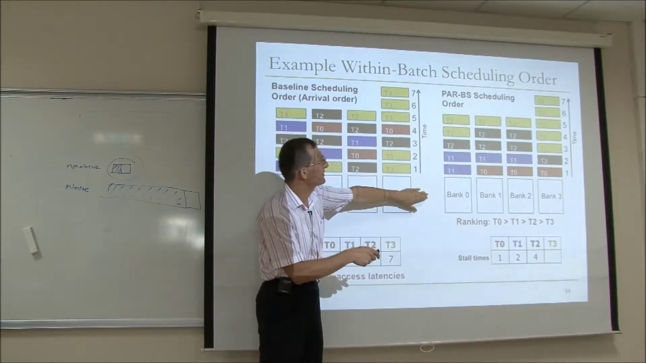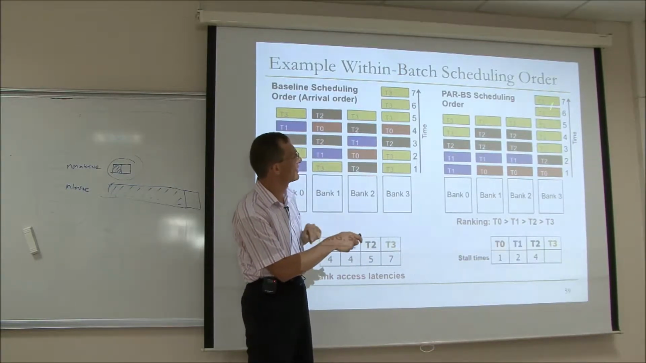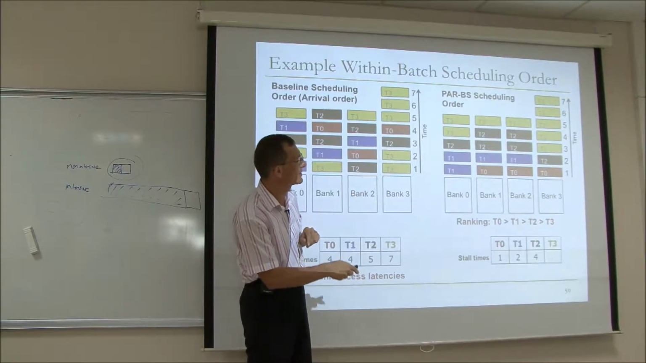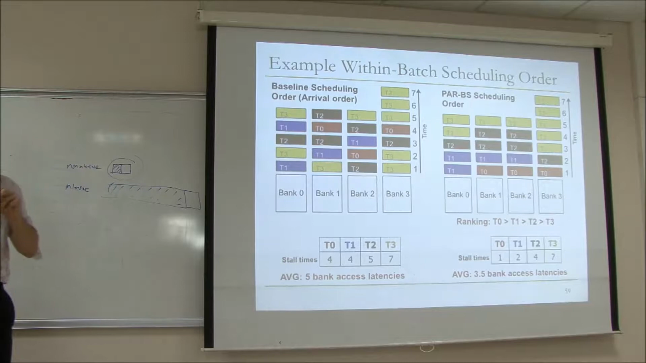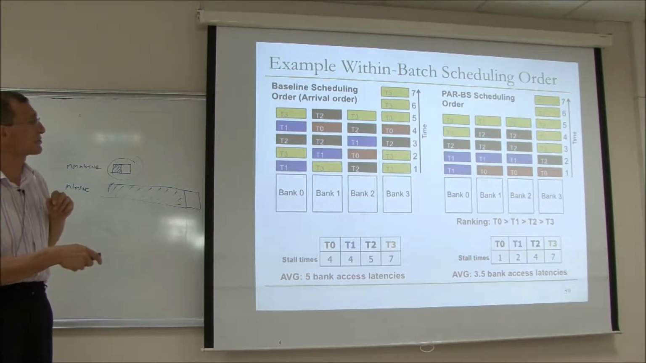And then T3 is the lowest priority, lowest ranked thread. Its last request is serviced after time 7. As a result, you get 3.5 bank access latencies as opposed to 5. And if you look at this schedule, this is much more regular than this schedule.